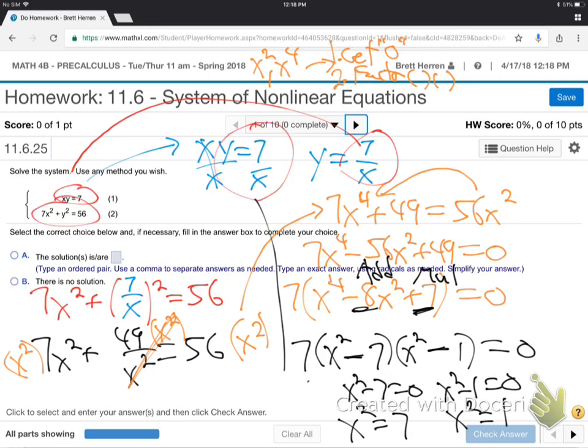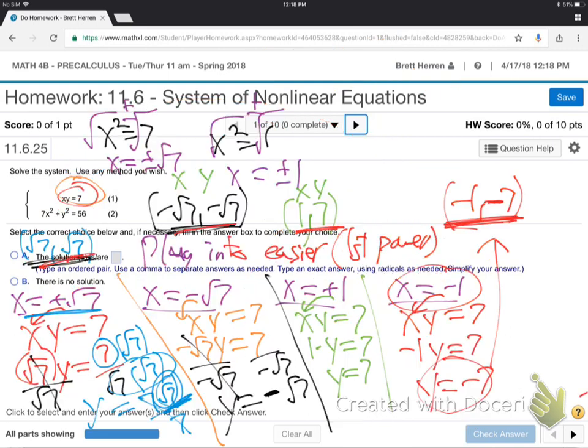You start with the easier one, get y alone, and plug it into the harder one right there. Solve the harder one, and then we got our two answers. X is, well, right here we finished up. X is plus or minus root 7, plus or minus 1. And then we plugged all four of those in to get the y.